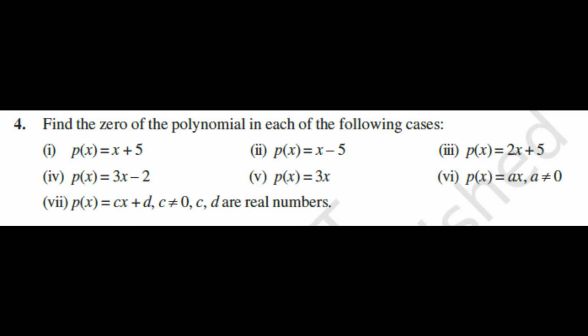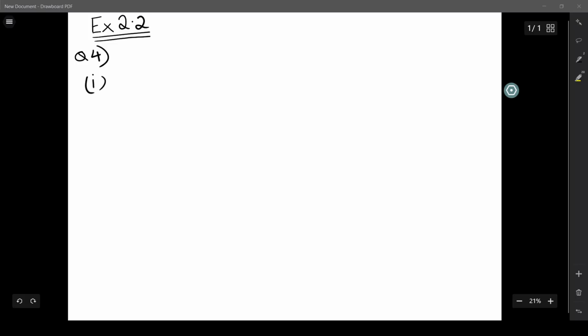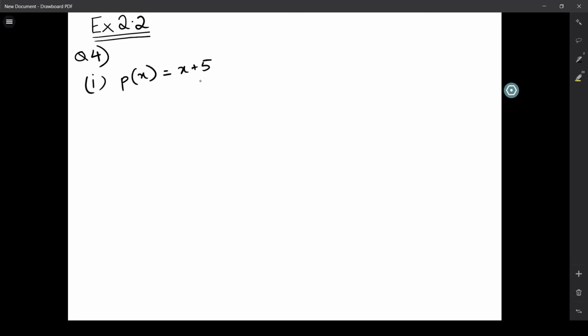Now moving to question number 4. Question number 4 is asking us to find the 0 of the polynomial in each of the following cases. The first part is p of x is equal to x plus 5. Now to find the 0 of the polynomial, I'm going to equate this polynomial to 0 and find the value of x. So when I equate it to 0, it becomes x plus 5 is equal to 0, or x is equal to minus 5. So x equal to minus 5 is the 0 of this above polynomial.